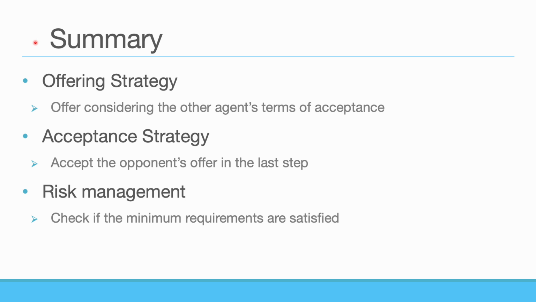Here is the summary of our presentation. About offering strategy, GentleS offers considering the other agent's terms of acceptance. About acceptance strategy, GentleS accepts the opponent's offer in the last step. About risk management, GentleS checks if the minimum requirements are satisfied.